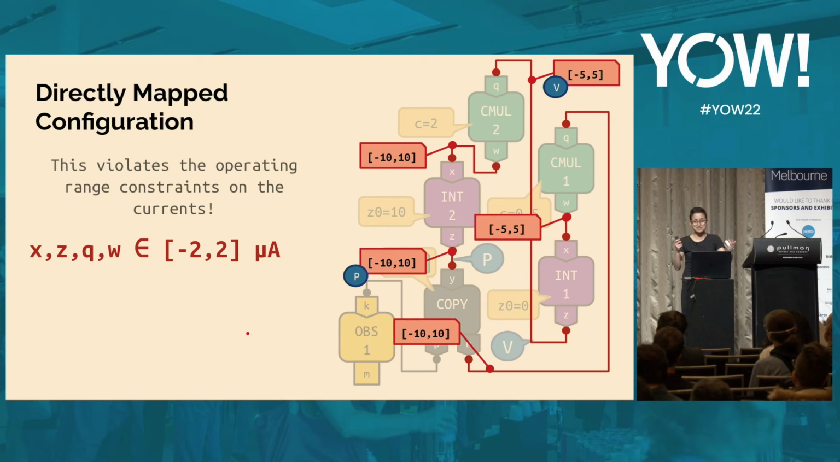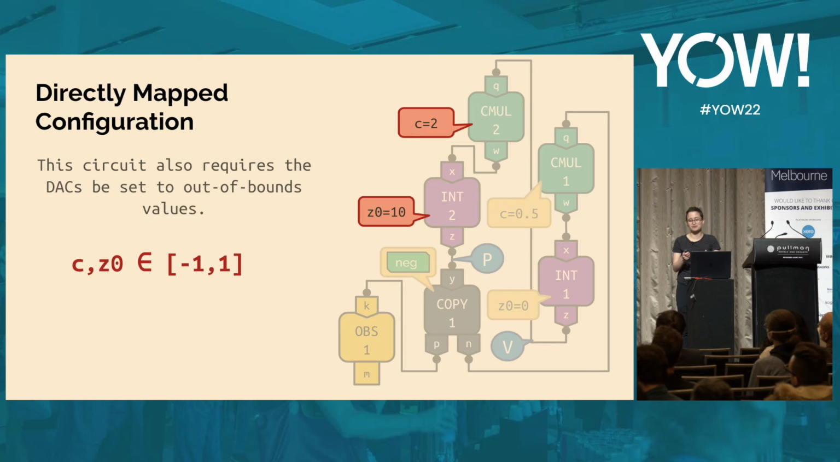And so what will happen in practice when you run this computation is the signal is going to saturate, and honestly, if the hardware is not well designed, it could also break the hardware. So not good. And it turns out we're safe because we can't even program this configuration to the hardware because these two values cannot be programmed to the DACs. C here is set to 2 and Z0 is set to 10. We can only write values between -1 and 1.